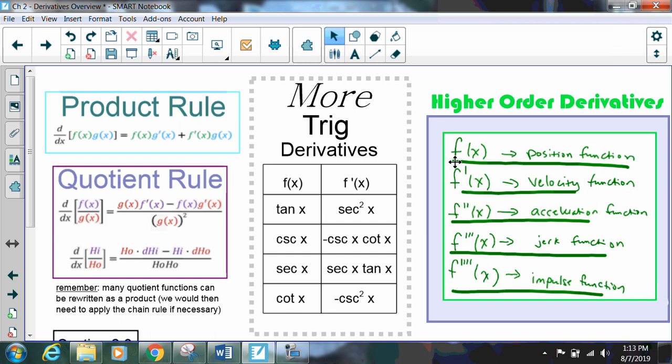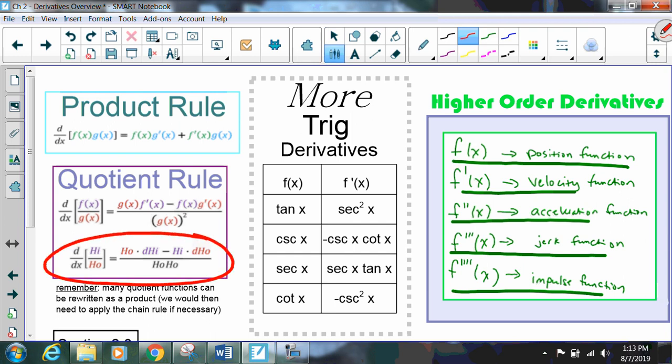derivatives. Oh, also, isn't this cute? I've never seen this before. When you're taking the quotient rule, the high over ho. I don't know. If that works for you, that's a fun way to memorize it. I included that. I've never seen that before.